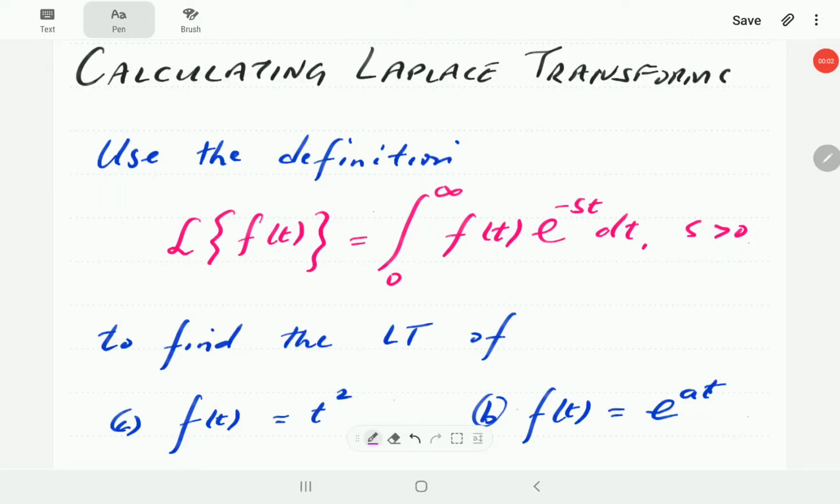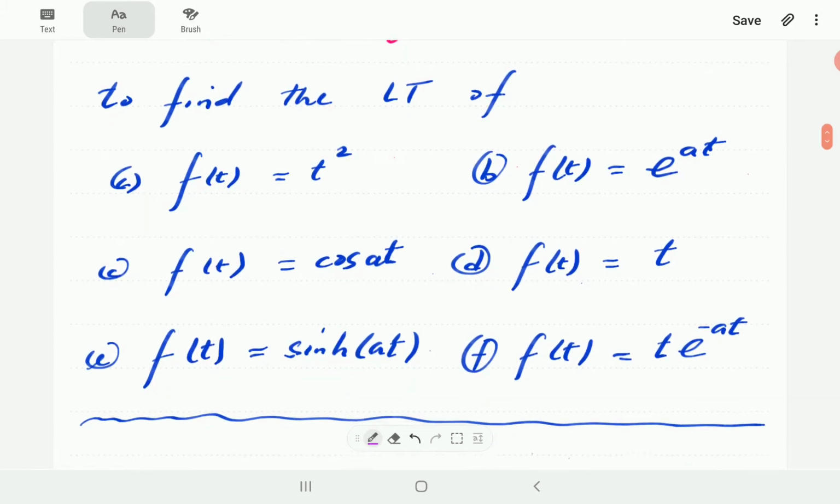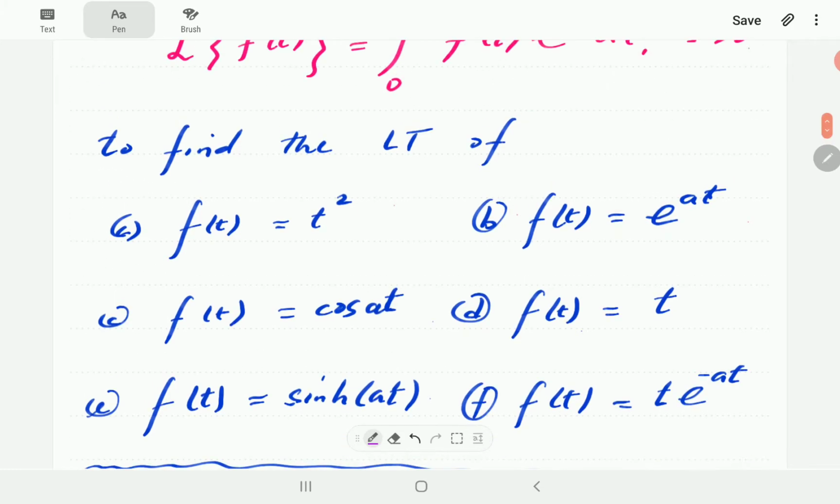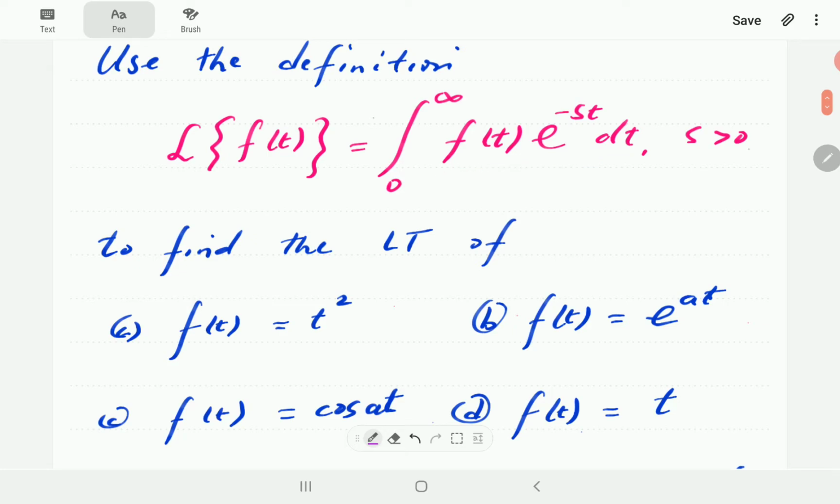In this video, I'm going to show how to use the definition of the Laplace transform to find Laplace transforms of some elementary functions. So here we're going to find the Laplace transform of a quadratic term, an exponential term, a trigonometric term. Then we're going to give you the opportunity to find the Laplace transform of a linear term, a hyperbolic function term, and a product of a linear term times an exponential term. So this is just going to involve integration basically.